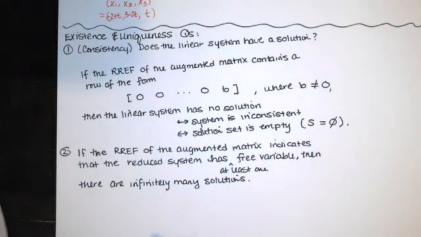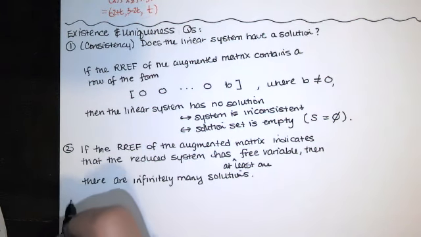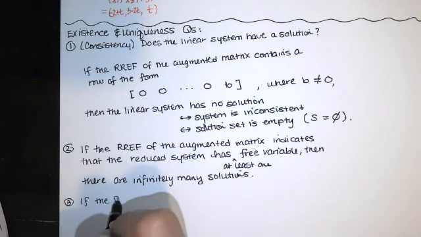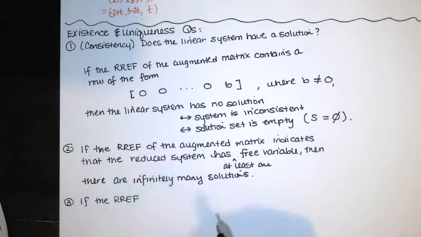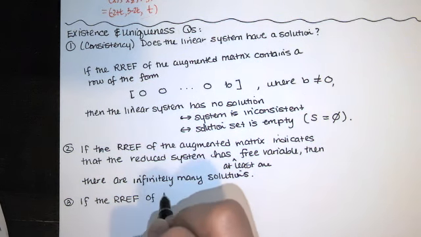Now, if the reduced row echelon form of the augmented matrix indicates that the reduced system has no free variables, if all of the variables are basic variables, then in that case, we have one and only one solution.